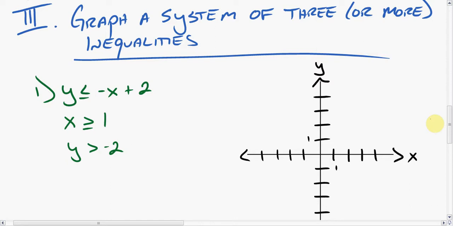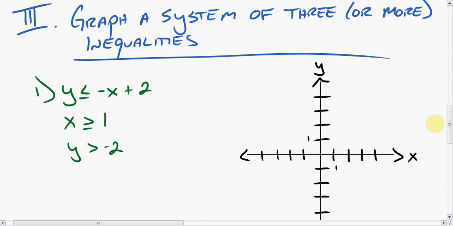This is section 3.3, part 3, where we're going to graph a system of 3 or more linear inequalities. Sometimes you might have to graph 3, maybe even 4. If you remember, I told you that a system of inequalities is 2 or more equations, and up to this point we've only dealt with 2. Same thing with inequalities, 2 or more inequalities. Here we're dealing with 3, and sometimes you may see 4 when you do some problems.